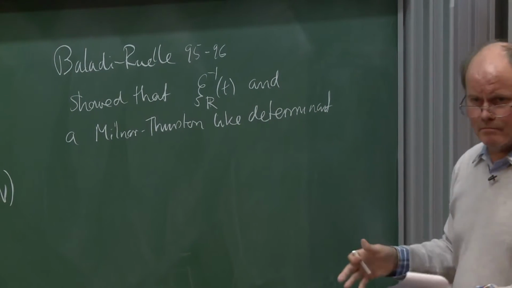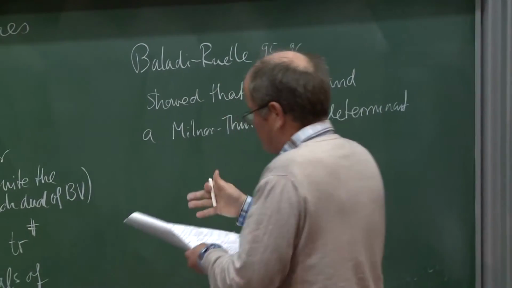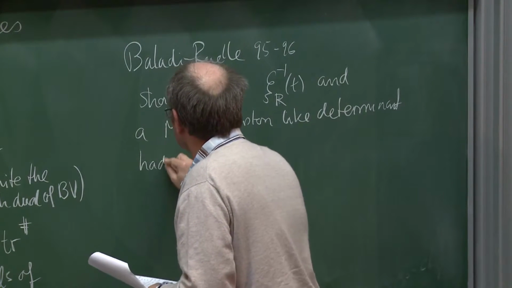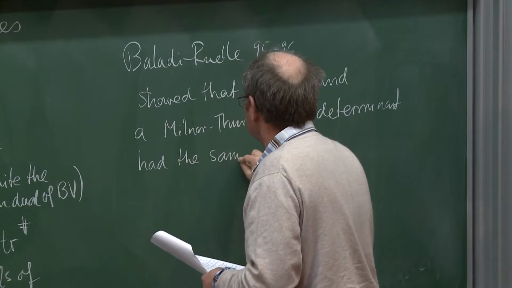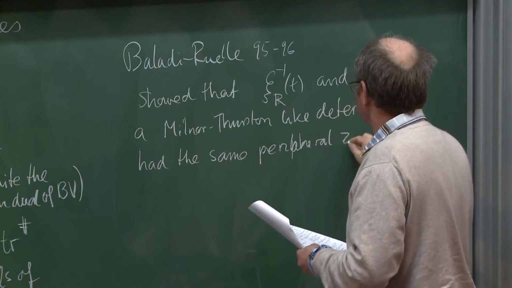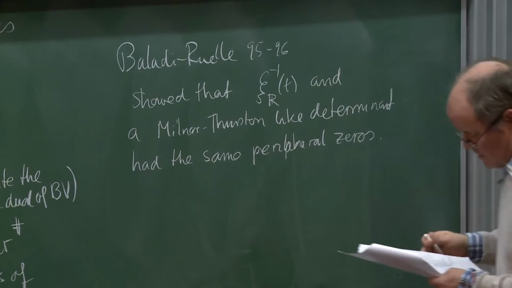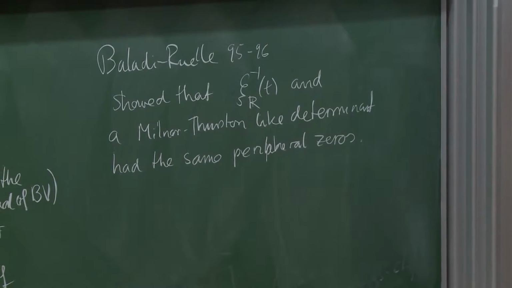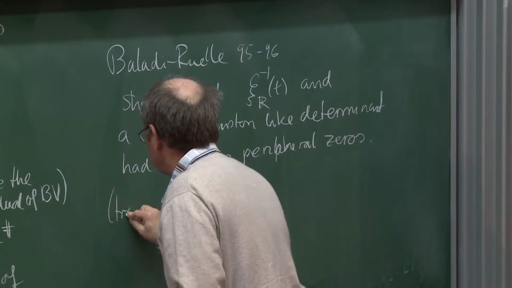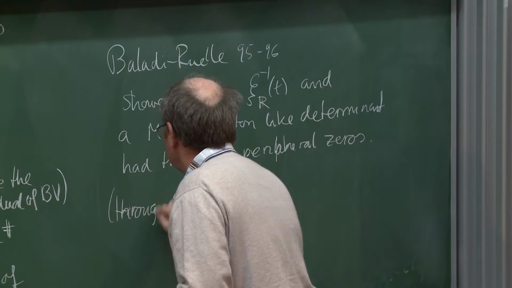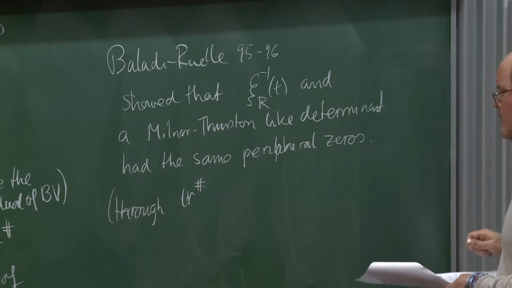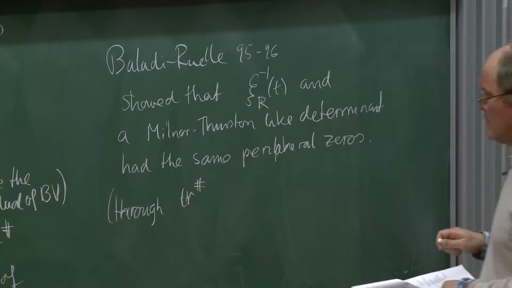They had the same peripheral structures, meaning that in particular they have the same zeros. So again, there were a few things here, which is that it was through the sharp trace. They used this construction here, and also they needed some assumption on the weight that it should be continuous.